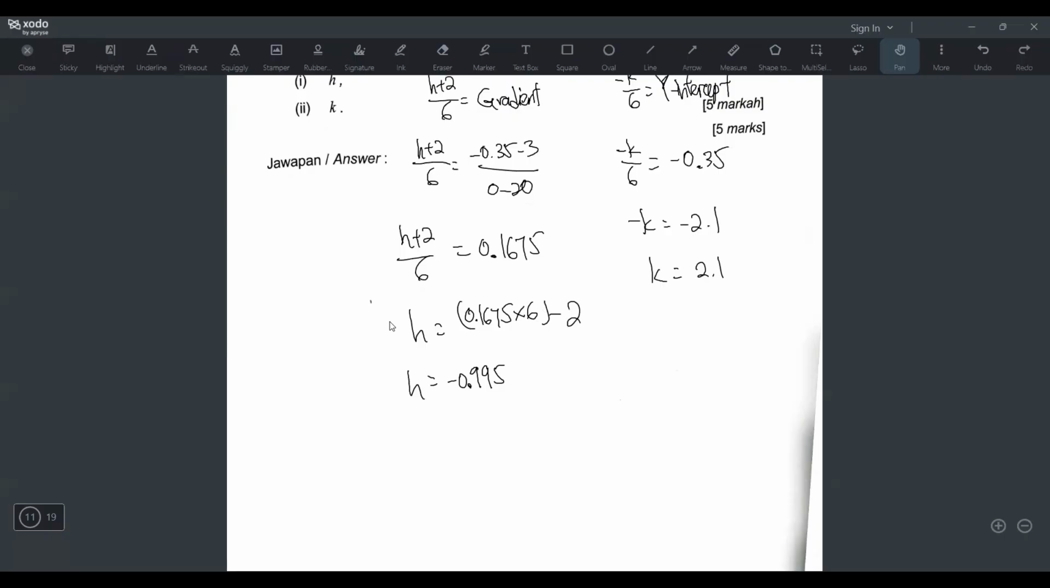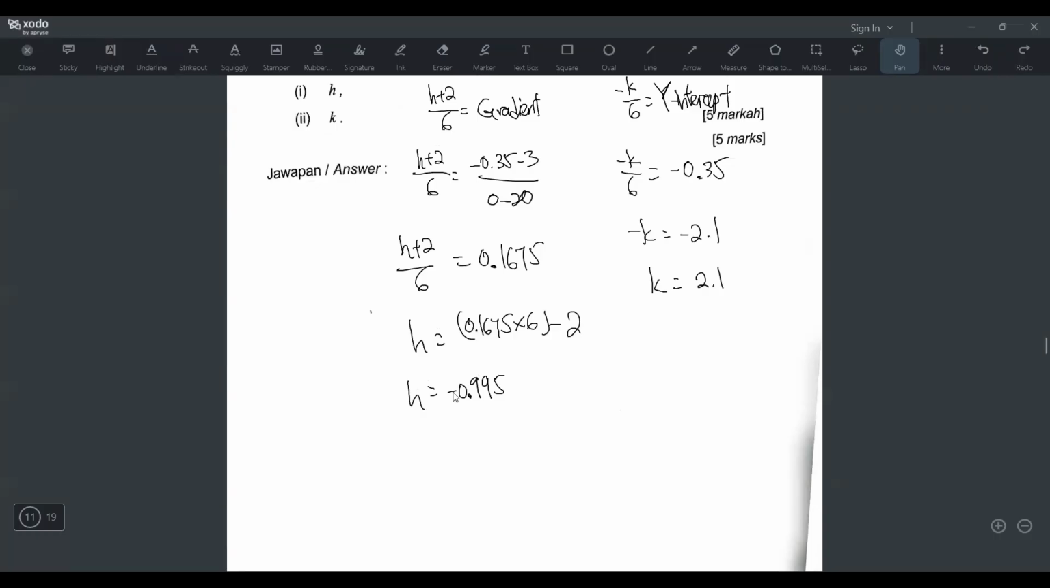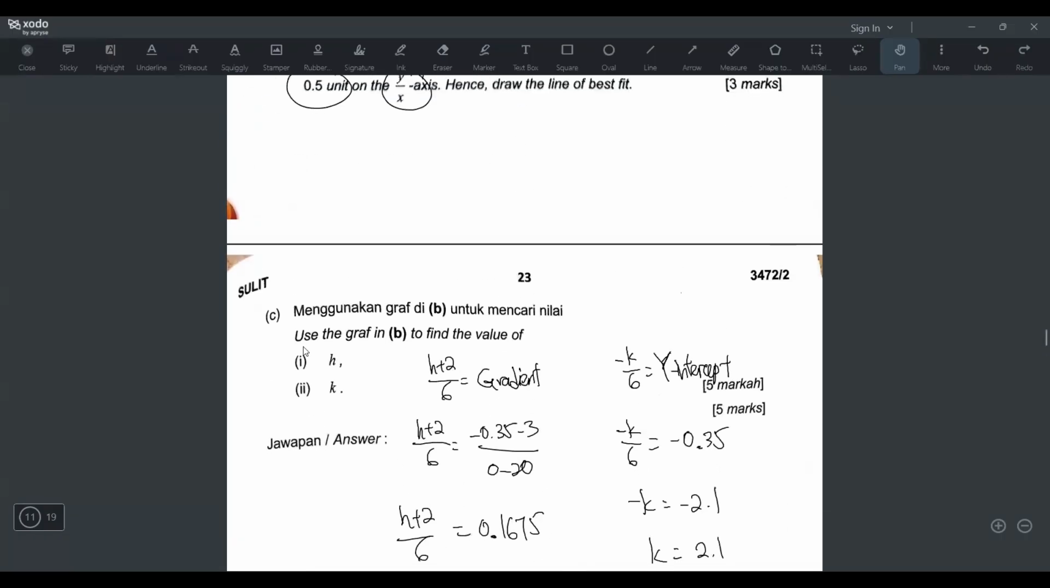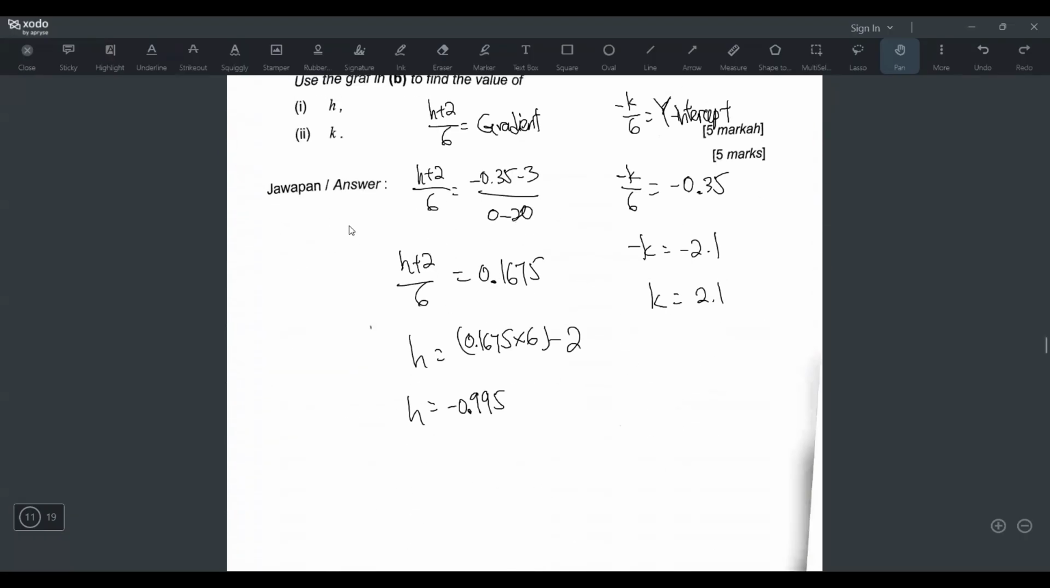Okay, let me press 1.0052 minus 0.995. The difference is like 0.01. Like my answer and the schema answer, the difference is like 0.01. So the difference is very small, and it's fine. Yeah, for linear law memang boleh macam tu. They will accept your answer if it's near to the schema answer.